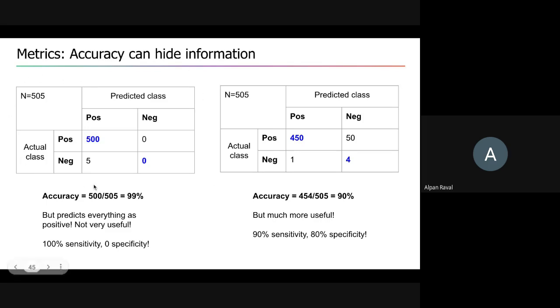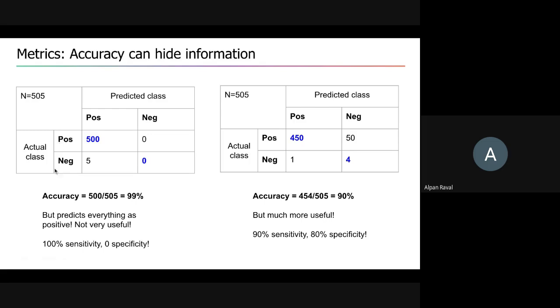So here I have some AI classifier being evaluated on a population of 505 people. That is this n equals 505. There are two different AI models actually, both being evaluated on a population of 505, both trying to do the same thing. And we have confusion matrices for each of these classifiers.